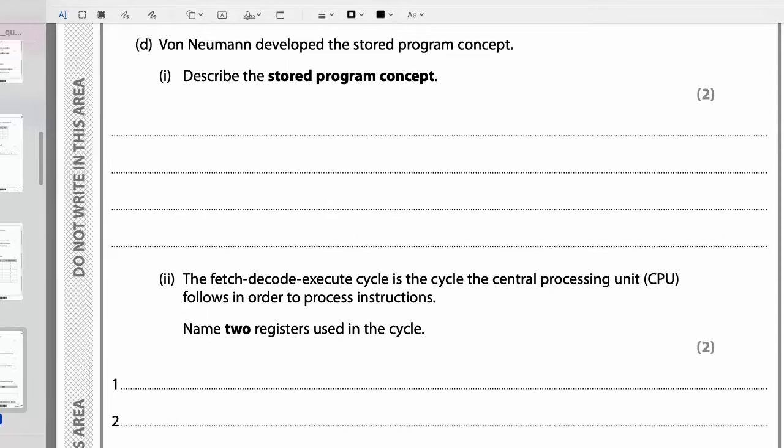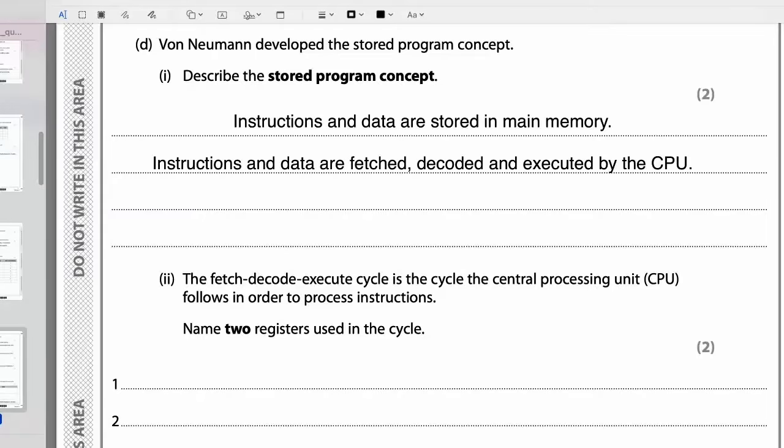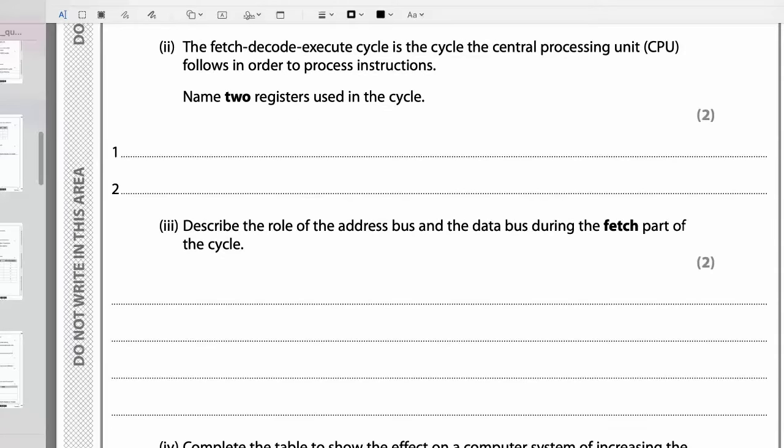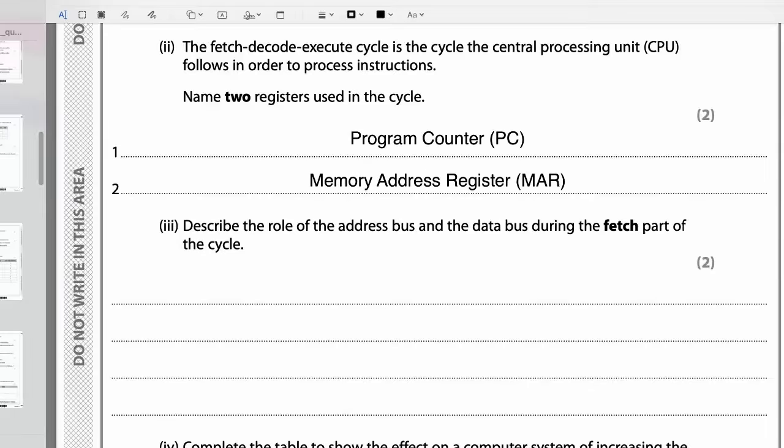D. Von Neumann developed the stored program concept. Describe the stored program concept. So in the stored program concept, instructions and data are stored in main memory. Instructions and data are fetched, decoded and executed by the CPU. 2. The fetch, decode, execute cycle is a cycle the central processing unit follows in order to process instructions. Name 2 registers used in the cycle. There's quite a few I could have here, but I'm going to name 2. So I put for my answer the program counter, PC, and memory address register, MAR.